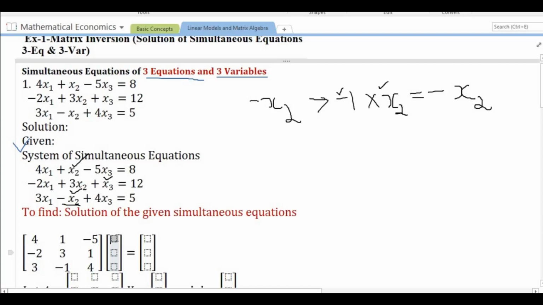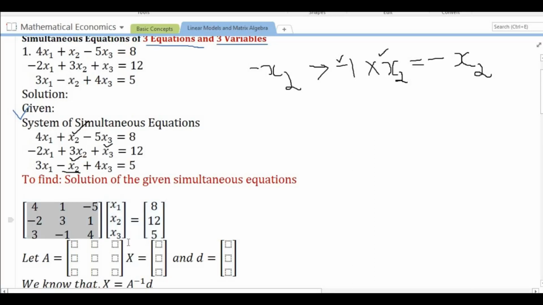What are the variables? The variables are x1, x2 and x3. Now this vector out here is the constant term vector. So we have 8, 12 and 5. Let us name the coefficient matrix by A, the variable vector by X and the constant term vector by D.